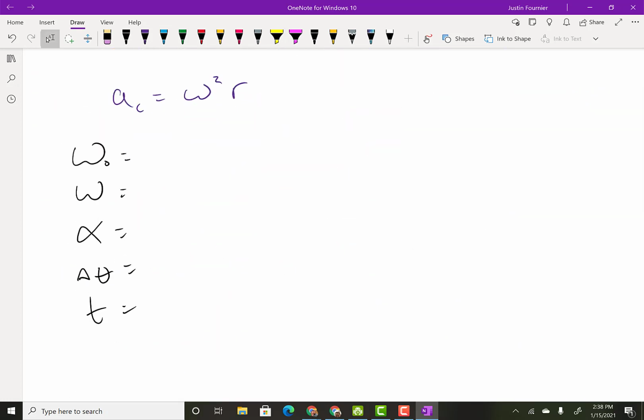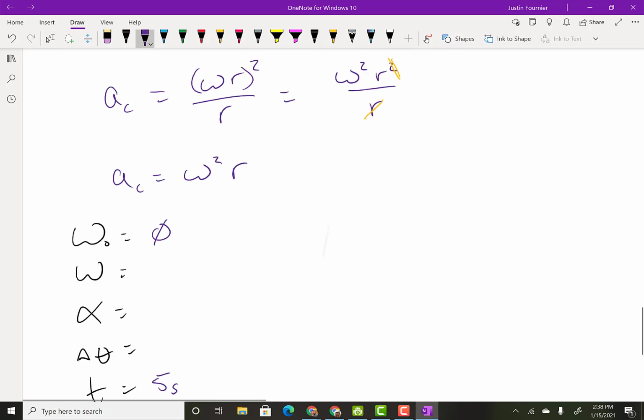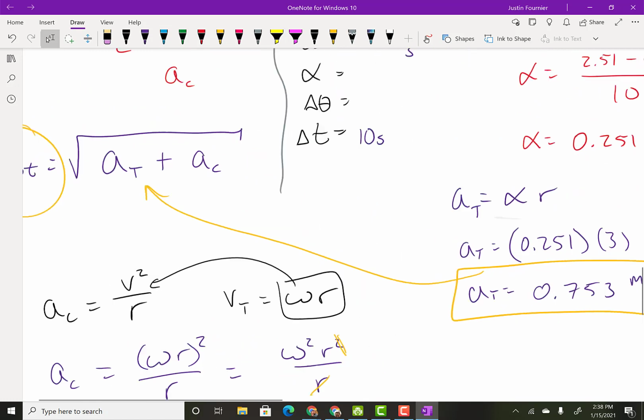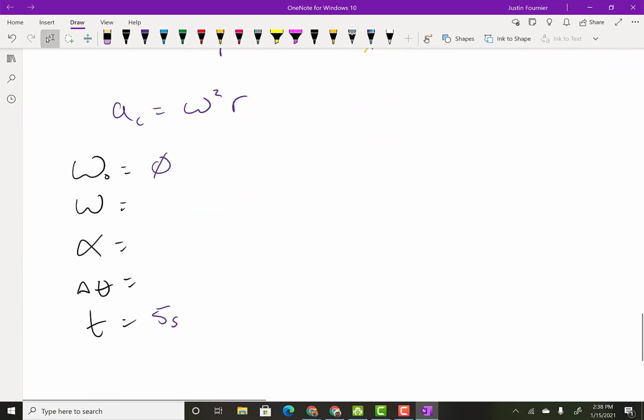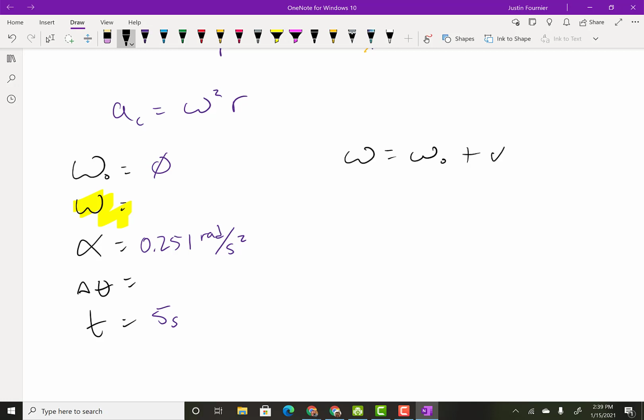So here we go. I'll say this is 0. My time is 5 seconds, and my angular acceleration, as I said before, is a constant angular acceleration of 0.251 radians per second squared. I'm trying to find out what the final angular velocity is, because then I could plug that in there. The best thing to use is going to be omega equals omega naught plus alpha t.